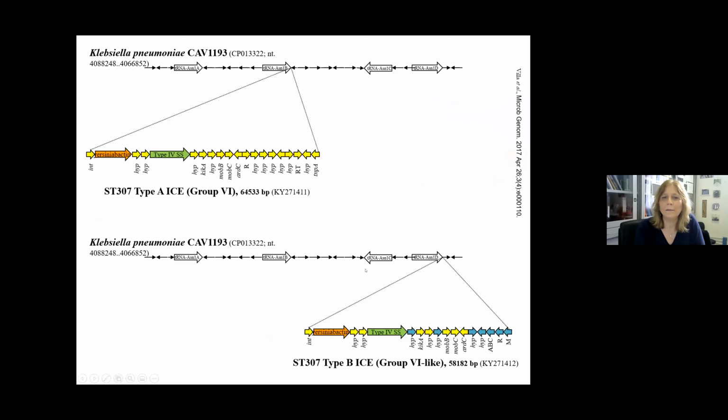And we analyzed this clone. It was bringing Yersiniabactin. This siderophore was on an integrative conjugative element with a type 4 secretion system integrated in the chromosome. There were two types of ST307 with two different integrations into different loci in the genome.